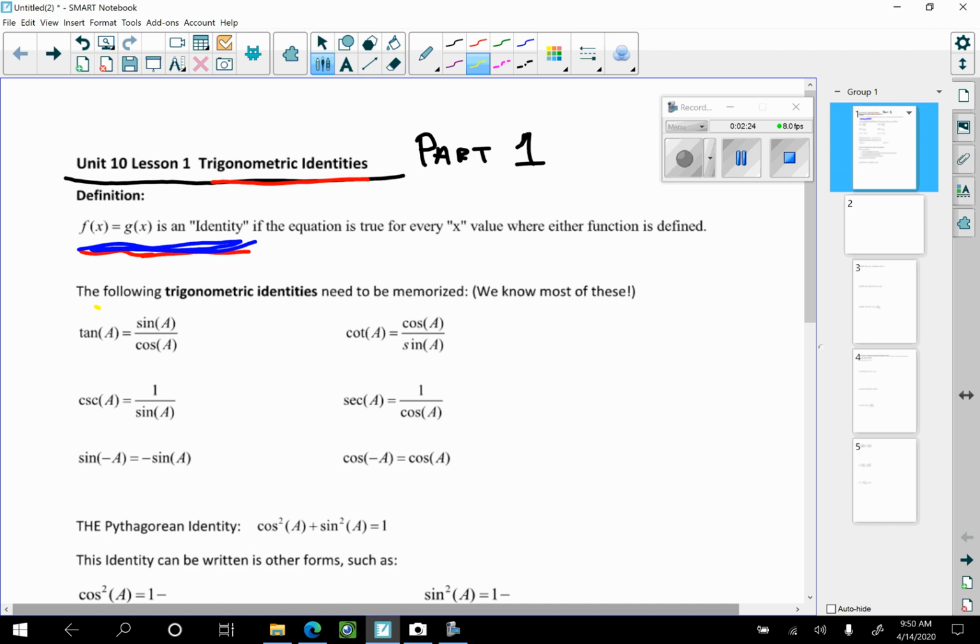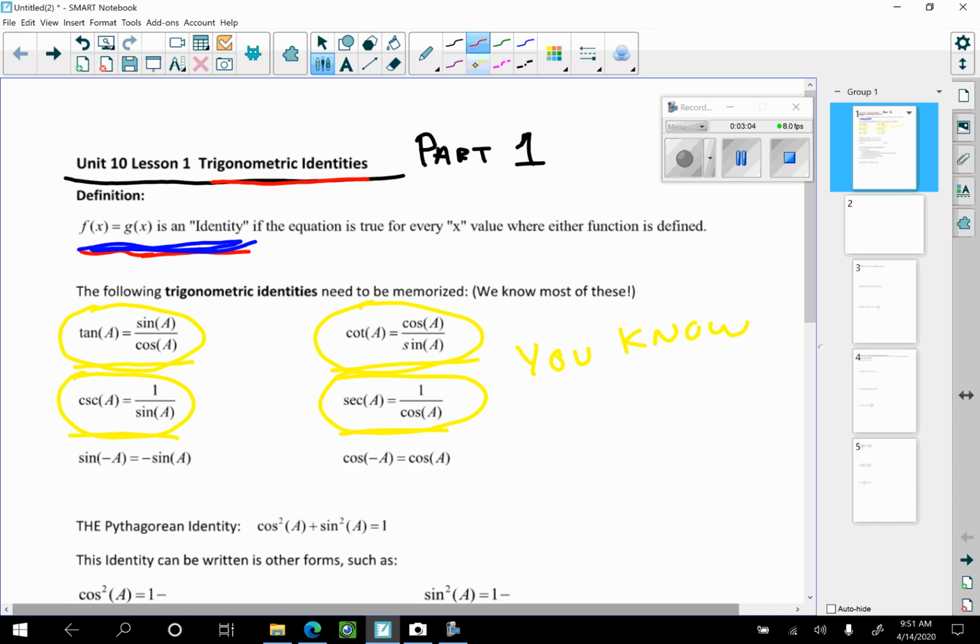The ones that I'm going to circle in yellow are called the quotient identities. And these we have already discussed, and we've looked at how you evaluate those given the x and y values on the unit circle. But these are identities. The tangent of A is equal to the sine of A over cosine A. This we know. The cosecant of A is 1 over sine of A. The cotangent of A is cosine over sine, and the secant is 1 over cosine. These are things you know. You know this, and this is a good deal.